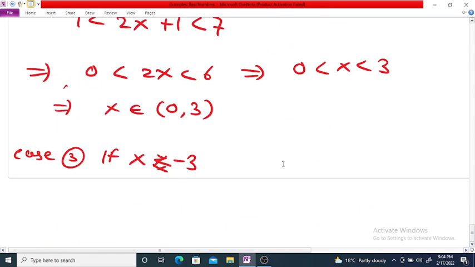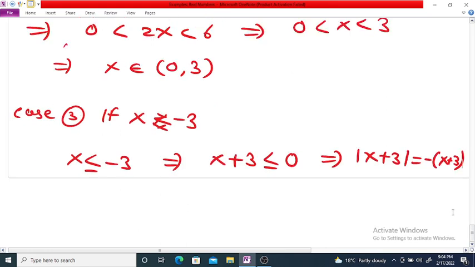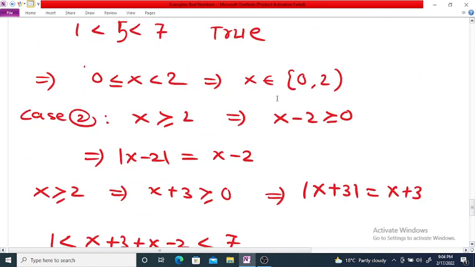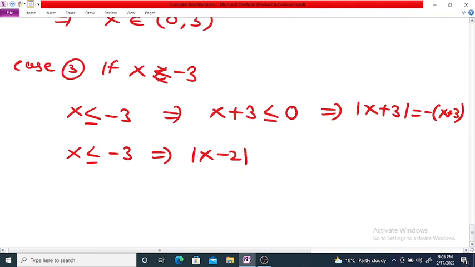So if x is less than or equal to minus 3, this implies x plus 3 is less than or equal to 0, and this implies the mod of x plus 3 is equal to minus of x plus 3. Now for x less than or equal to minus 3, what is mod of x minus 2? Again x is negative, so this whole number x minus 2 is less than or equal to 0. So mod of x minus 2 is equal to minus of x minus 2.